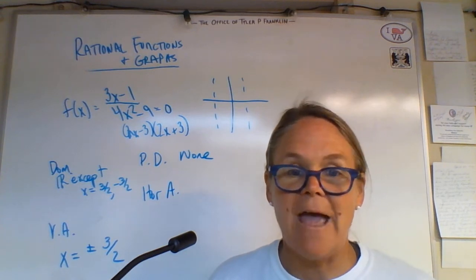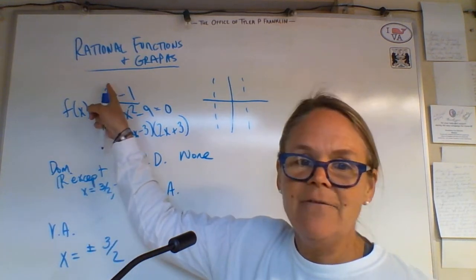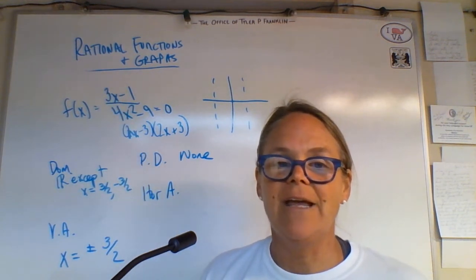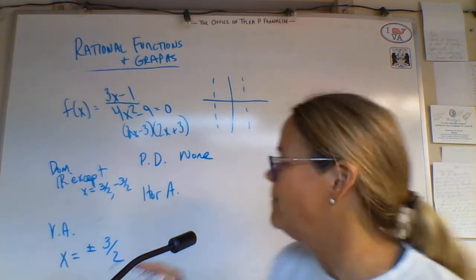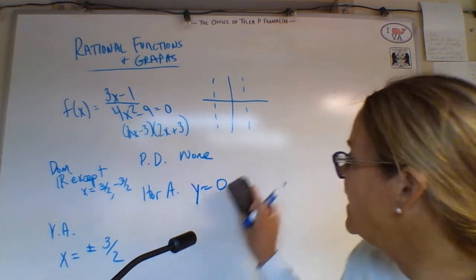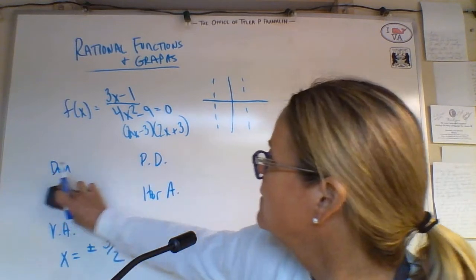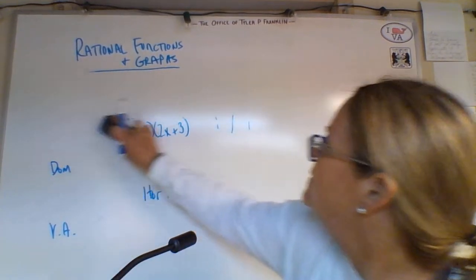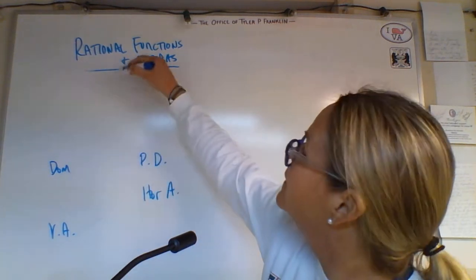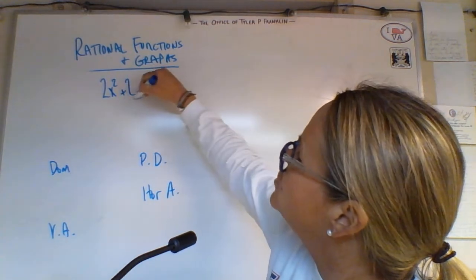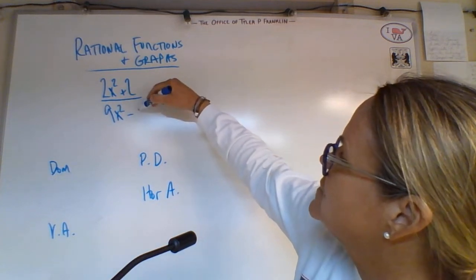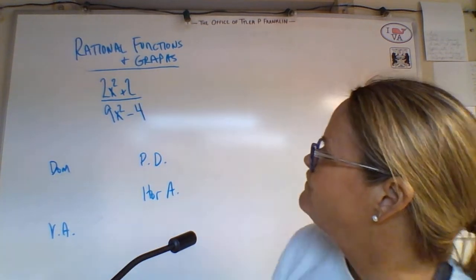Horizontal asymptote, look at the degree. The degree of the top is 1, the bottom is 2. If the degree of the top is less than the bottom, y equals 0. Done. So then just one more, even though I know it's sloppy. And if you had a graphing calculator or Desmos, you could put that in and see what it looks like. 2x squared plus 2 over 9x squared minus, let's say, 4.